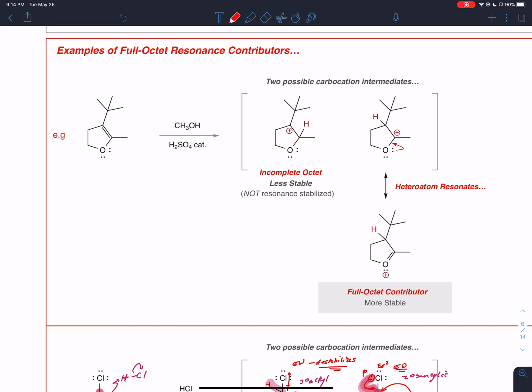Both of those are very relevant considerations. Don't fall into the trap of thinking tertiary is always more stable than secondary, right? What are these? Are they tertiary alkyl and secondary alkyl? If so, tertiary alkyl is more stable. But if that was a secondary benzylic, that would be more stable than the tertiary alkyl. Or if you had a secondary that had the full octet resonance contributor, well, that would ultimately be more stable than a tertiary alkyl.